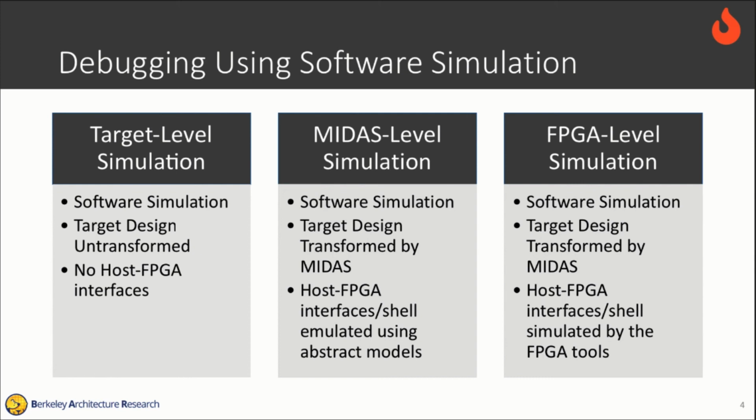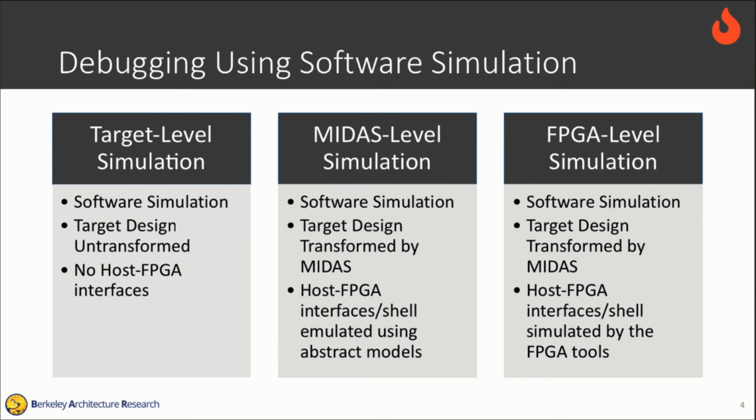In the target level simulation, the target design is untransformed. It's the pure RTL you got from your original Rocket Chip, BOOM, or Chisel code. On the other hand, in Midas level simulation and FPGA level simulation, you get RTL after it's been transformed by Midas, meaning all those queues were added, all the clock gating was added, everything that was included in the same transform. In the target level simulation, you have no host FPGA interfaces. Given that in the simulator we are assuming you have interaction with host DRAM because that supports some of your memory model, you don't get that in target level simulation, but you do get that in Midas level simulation and FPGA level simulation, but in different levels.